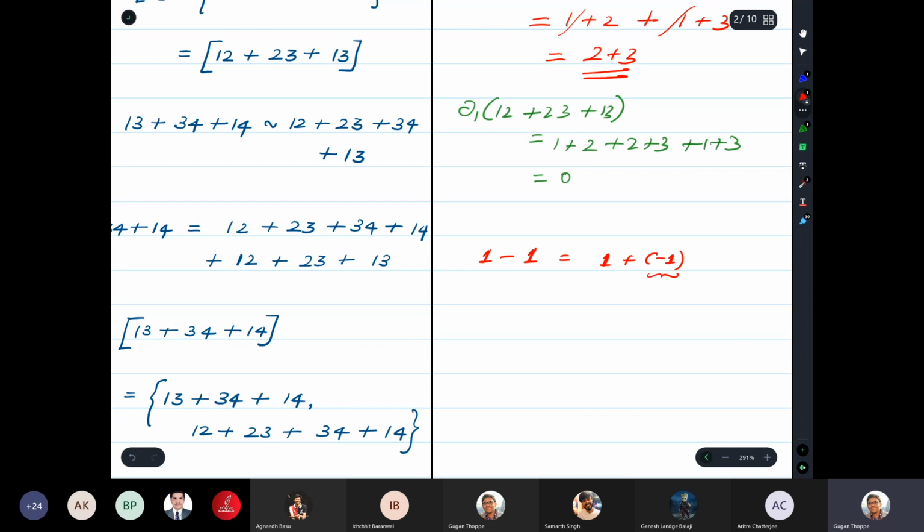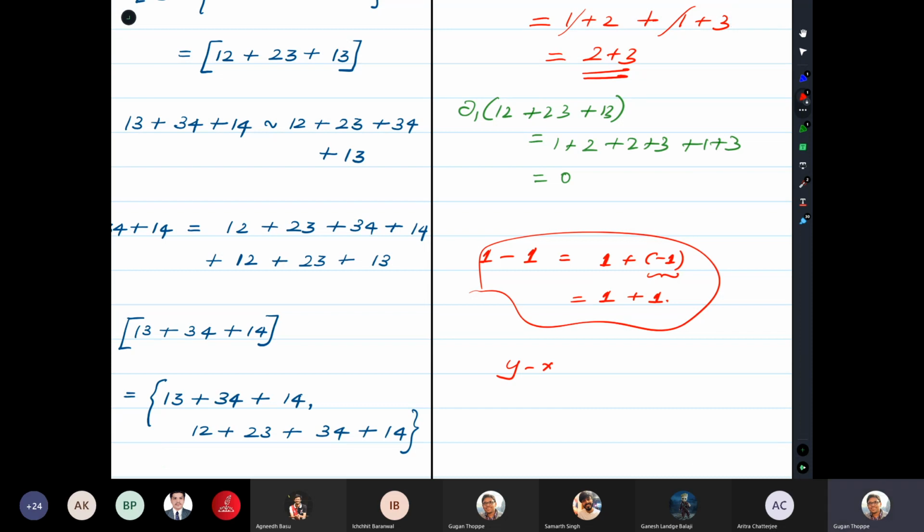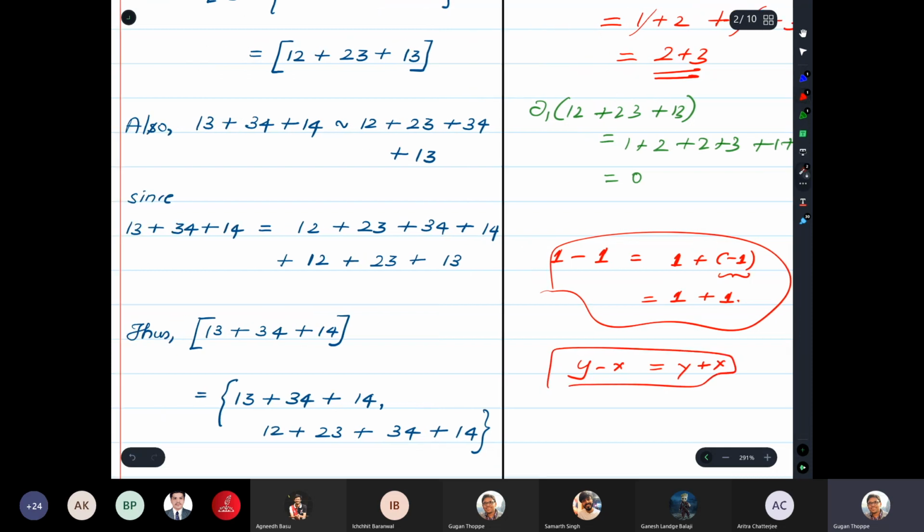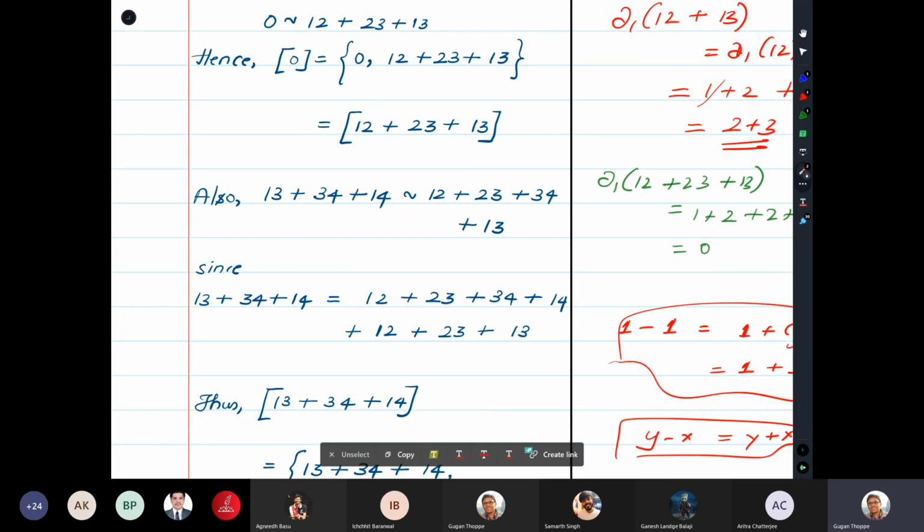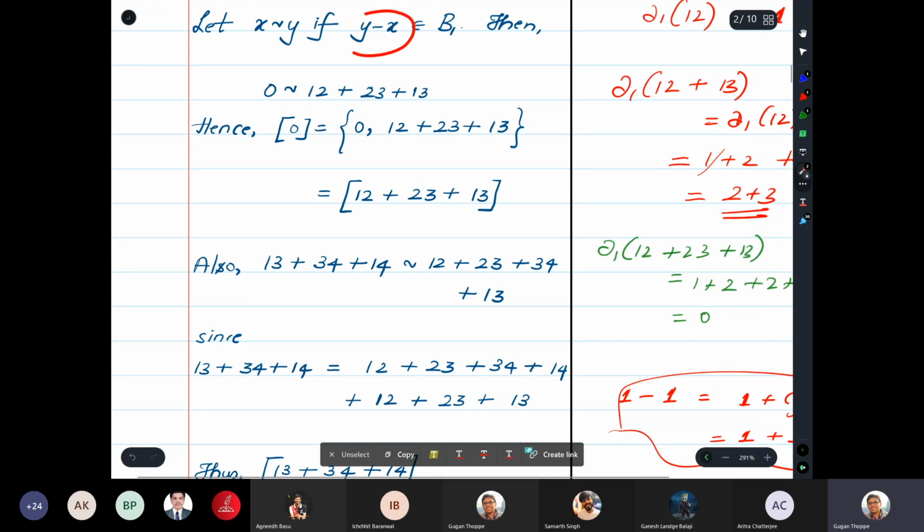However, in Z2 addition, the inverse of 1 is itself. So this is equivalent to 1 plus 1. In the same way, y minus x, when we do the Z2 related operations, can also be interpreted as y plus x. This is something you need to keep in mind, because in Z2 every element is its own inverse. Accordingly, in any of these vector spaces, that is Z2, C2, or in general Zp, Cp, Bp, and so on, every chain is its own inverse. So whether we write y minus x or y plus x, it doesn't matter.